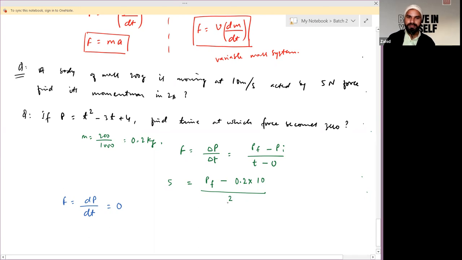If you simplify it, 2 is in denominator. On moving to the other side, it will become 5 into 2 equals to P final minus P initial. So it will be 2. On moving 2 to the other side, you will get P final is equals to 12 kg meter per second.